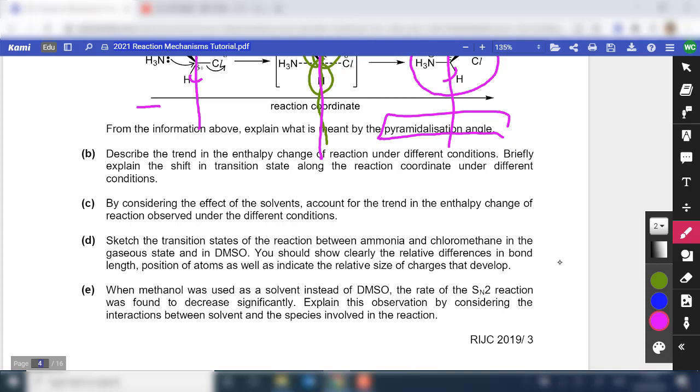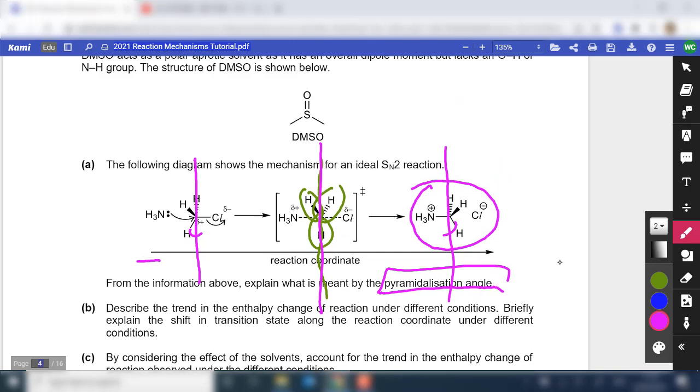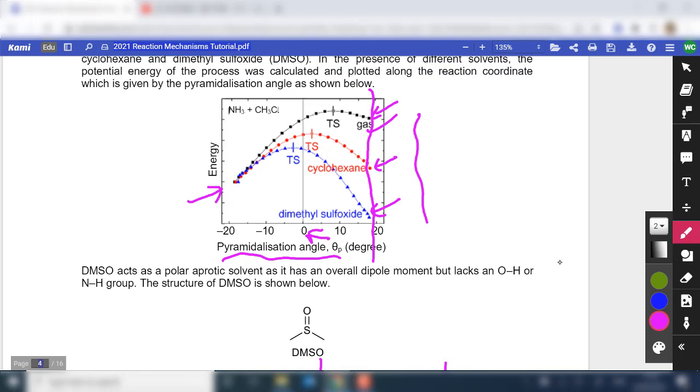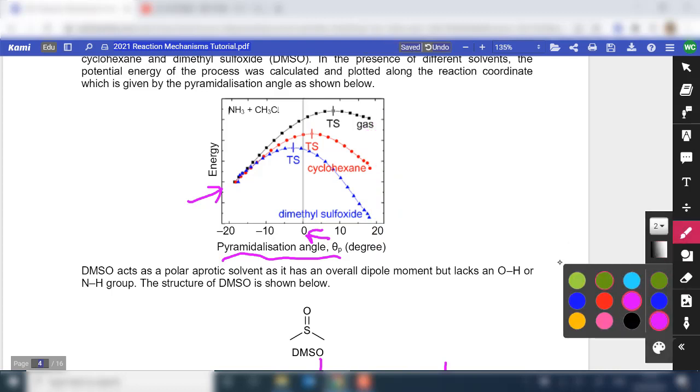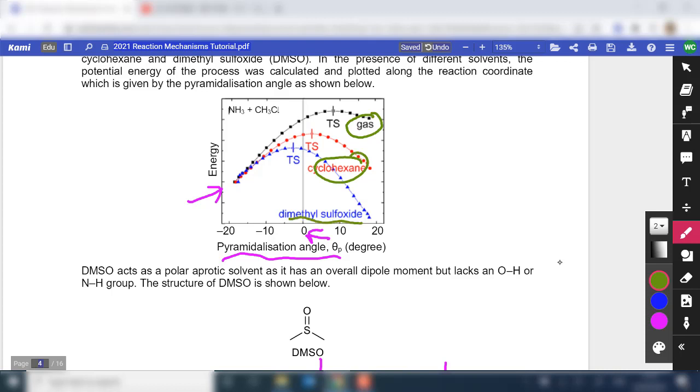So, describe the trend in enthalpy change under the different conditions. Briefly explain the shift in transition state along the coordinate under the different conditions as well. If you were to look at this whole system, let me erase this so that it's clearer. You will notice that in the course of the reaction, going from the gaseous phase to cyclohexane to DMSO, it becomes increasingly more exothermic.